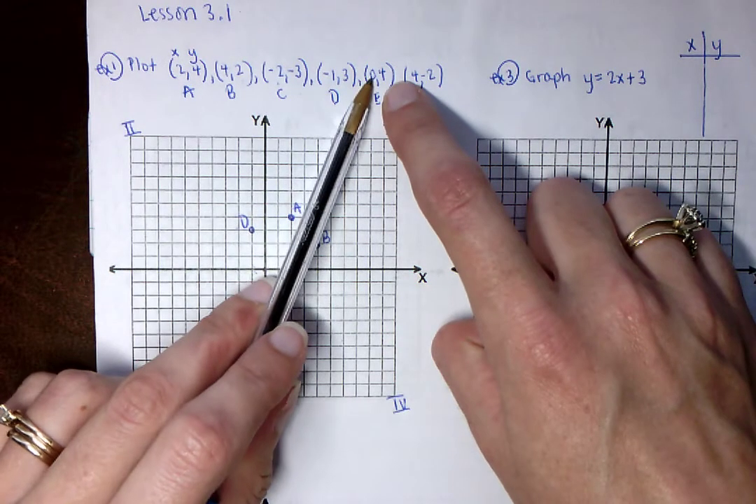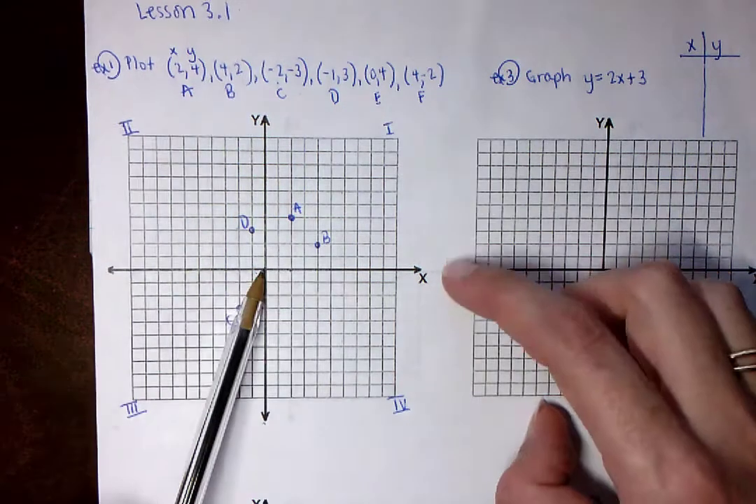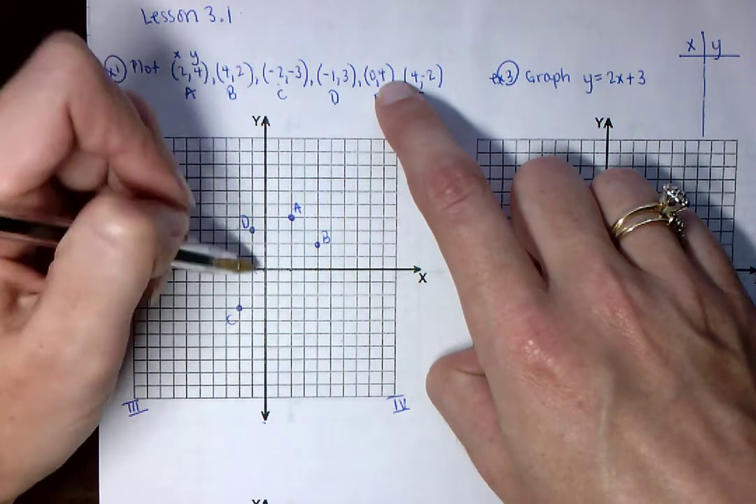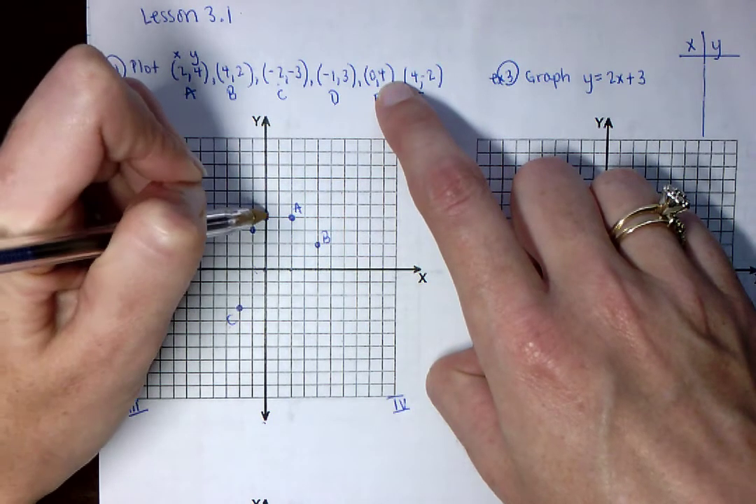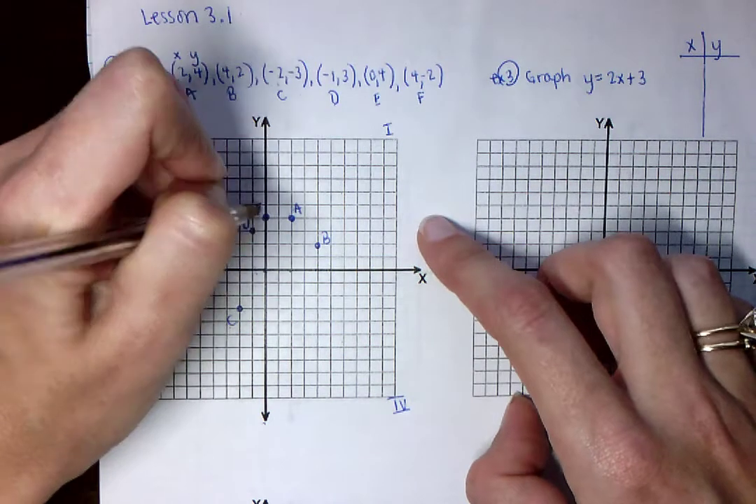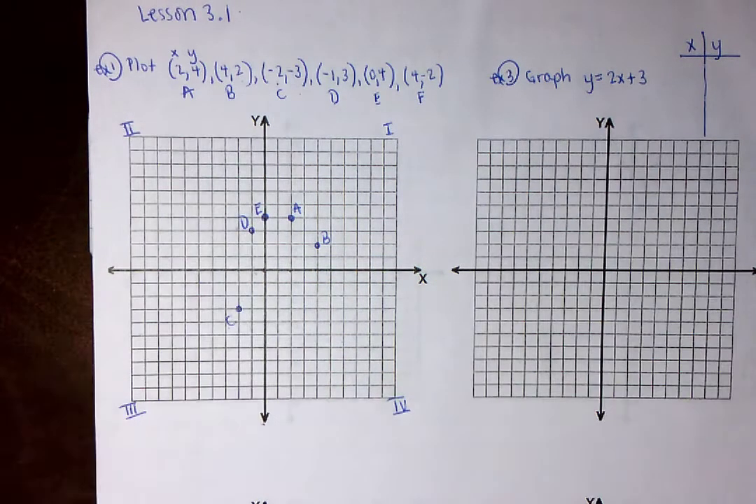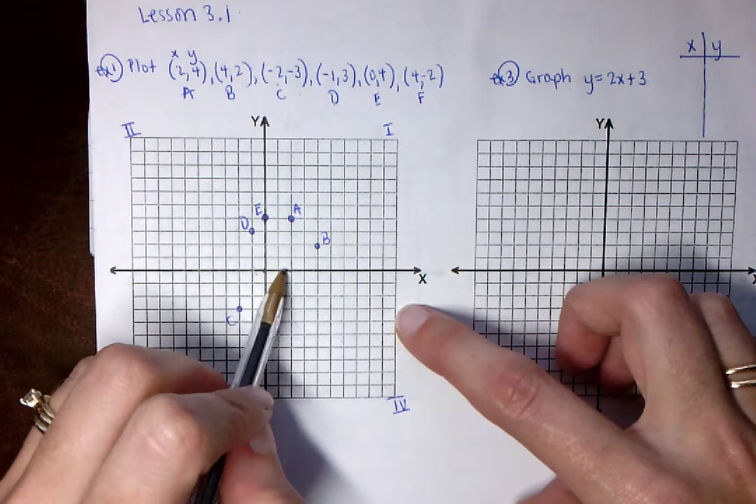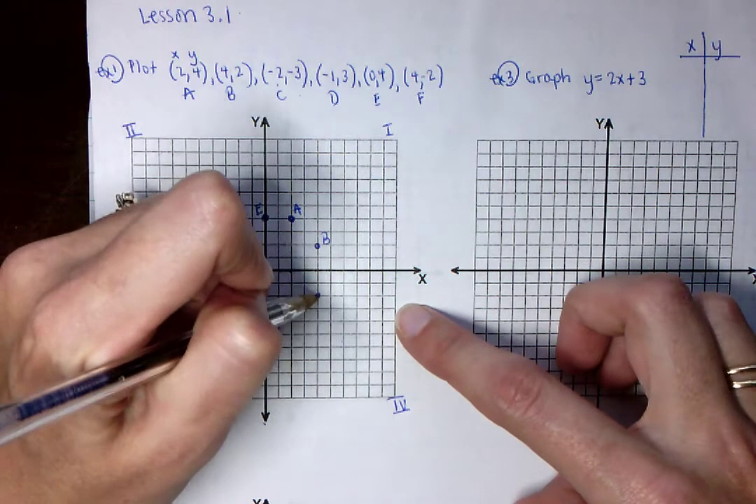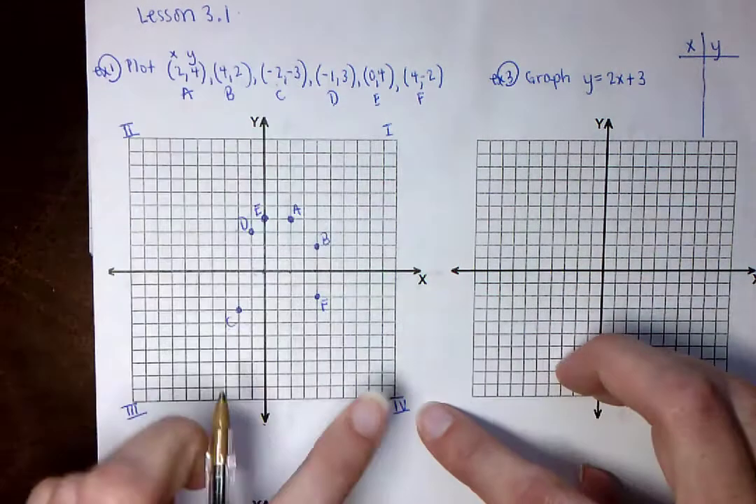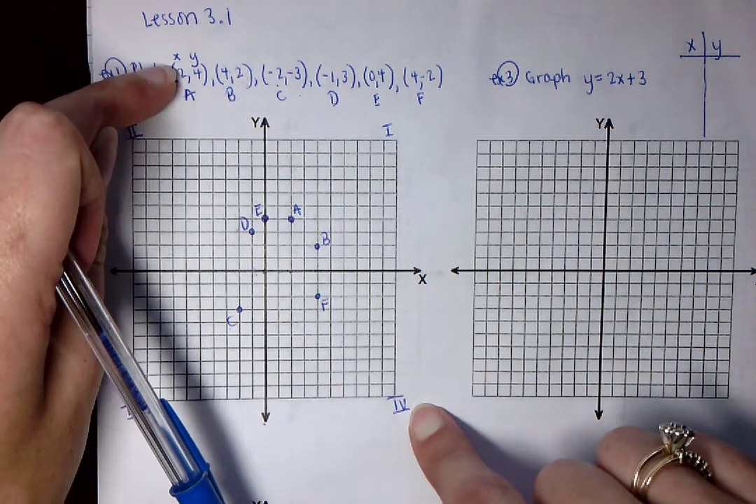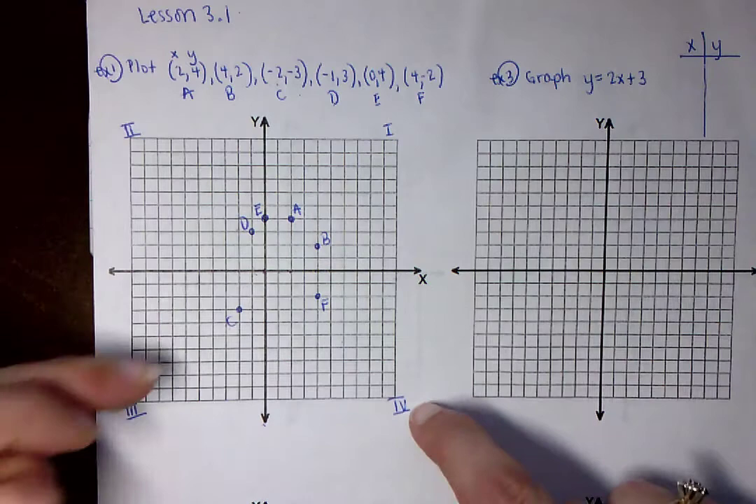This one, 0, 4, that means don't go left or right. So you start in the middle, you don't go left or right, you just go up 4. So this is going to be right on the y-axis. So up 1, 2, 3, 4. It's right on the y-axis, and that's point E. Okay? So it's not in a quadrant, it's on the axis. And then point F is 4, negative 2. So that tells us to go right 1, 2, 3, 4, and down 2. So that's the only one now that's in the fourth quadrant. So again, just remember, start with x, go left or right, then go up or down next, okay?